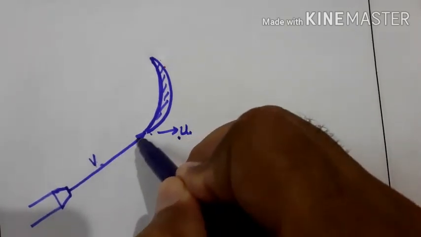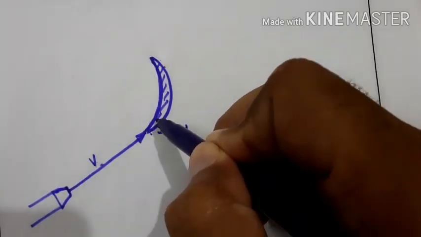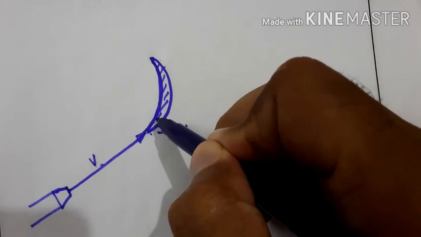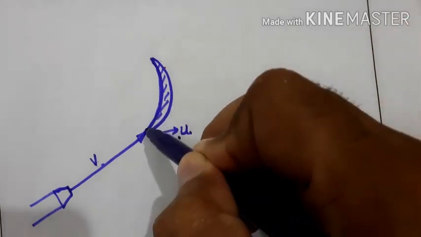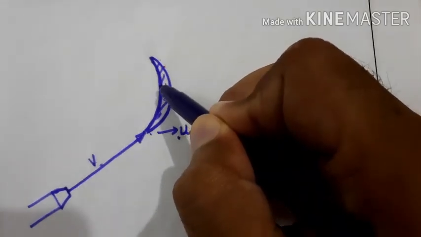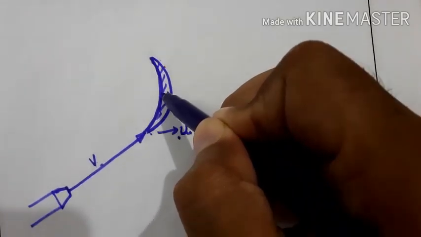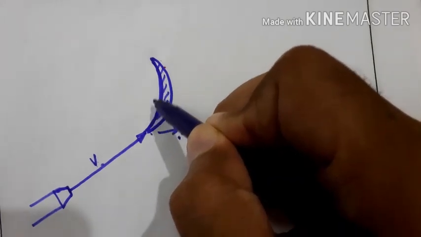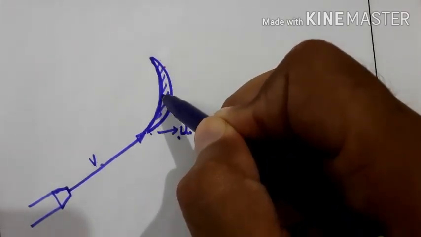So as it enters the blade passage, the momentum changes: either the direction of the fluid, or both the magnitude and direction of the fluid change.